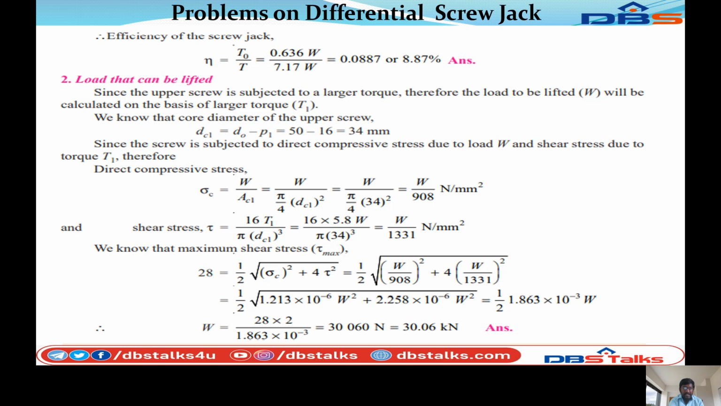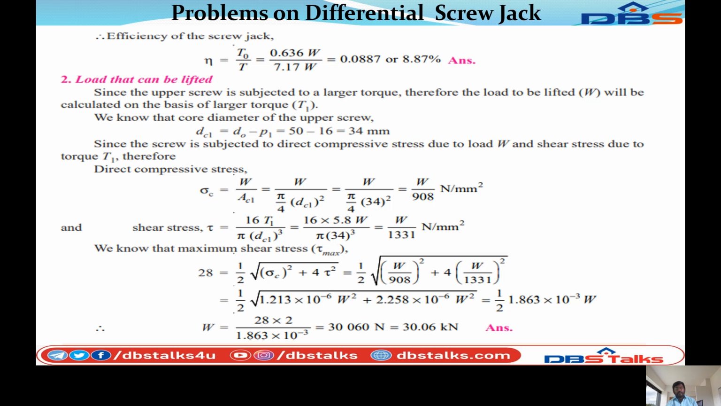So finally we will calculate the W. Therefore W is equal to 28 into 2 by 1.863 into 10 power minus 3. Calculating that, it equals 30,060 Newton. Converting to kilonewton, the weight of the load W is equal to 30.06 kilonewton. So this is the load that can be lifted in the screw jack. So a total load of about 30 kilonewton can be lifted by the screw jack.